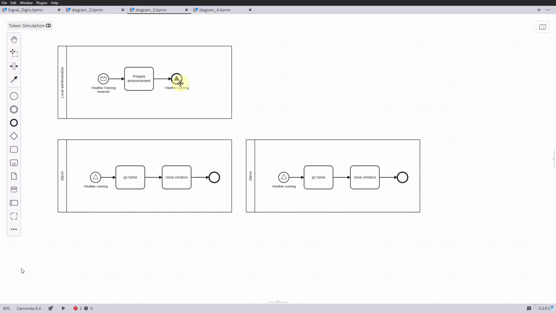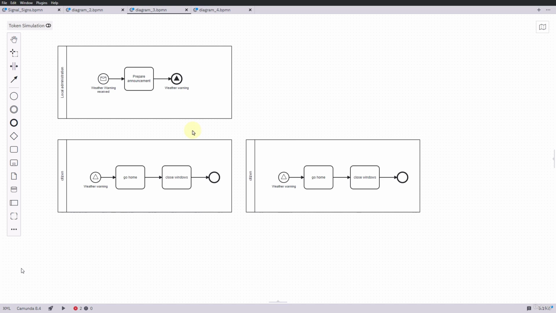In BPMN, our example would now look like this. The city administration receives a message, so a message start event, and prepares the announcement. At the end of the process, the announcement is sent using a signal throw event. As I said, it is not directed at a specific person. However, for this action to make sense somewhere, there must be someone somewhere in the city who listens to the signal and then starts a process on their side.